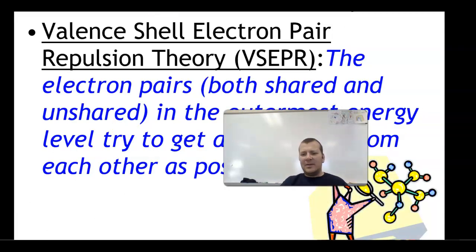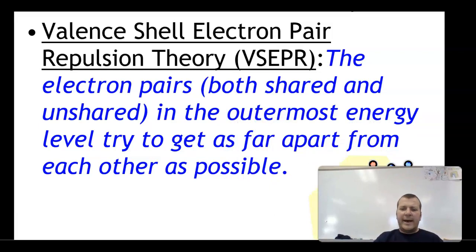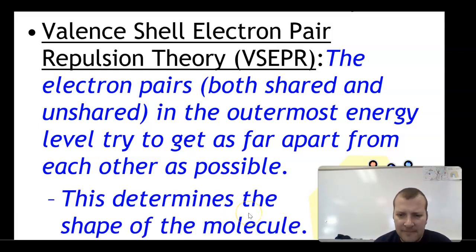VSEPR is all about this geometry idea where the electrons are going to form shapes when bonds are made. That's the whole idea of either shared or unshared electrons. They're always going to go as far away from each other as possible. It's the repulsion theory, right? They're repelling each other, and when they do repel each other, they get shapes. So, a couple examples here.